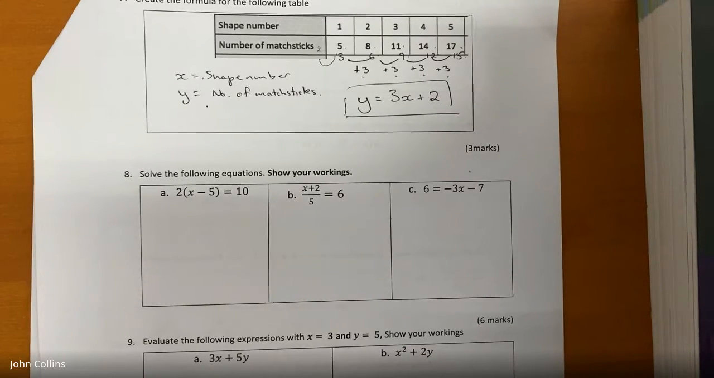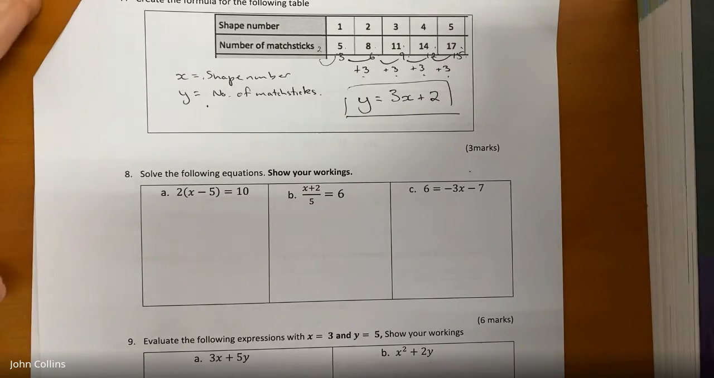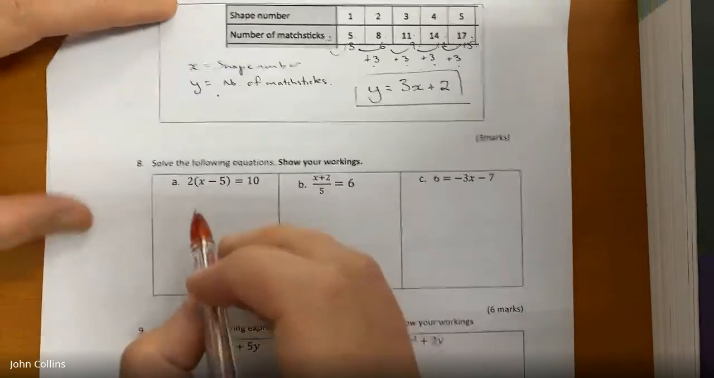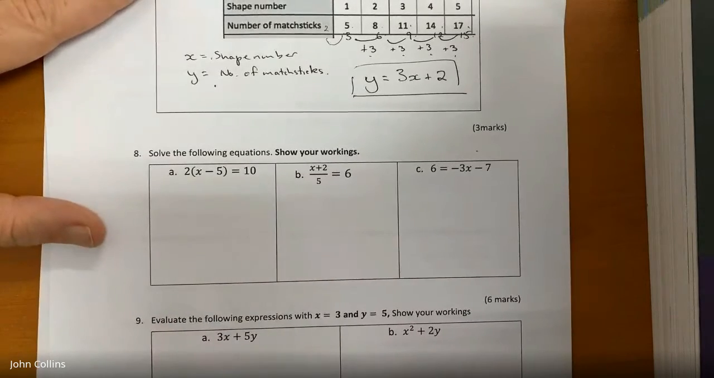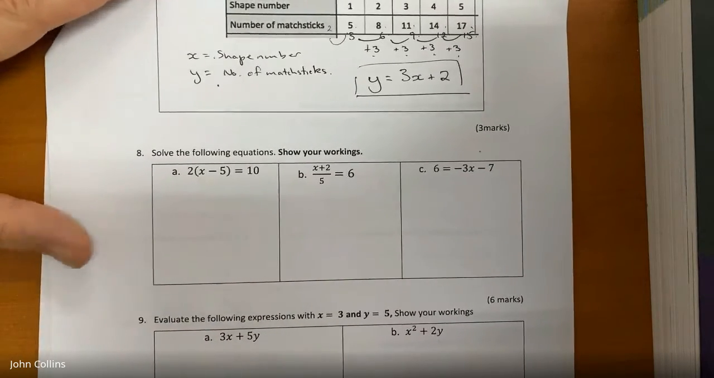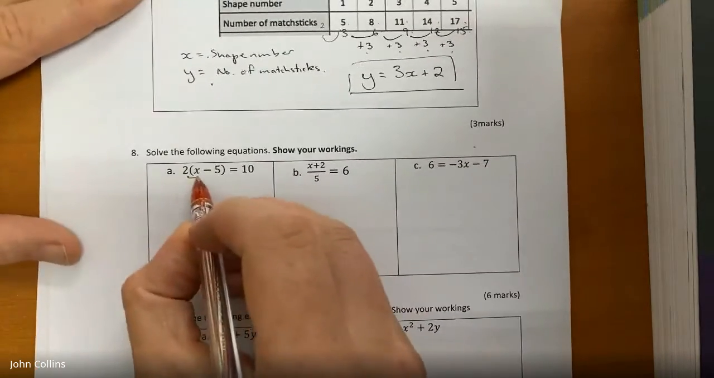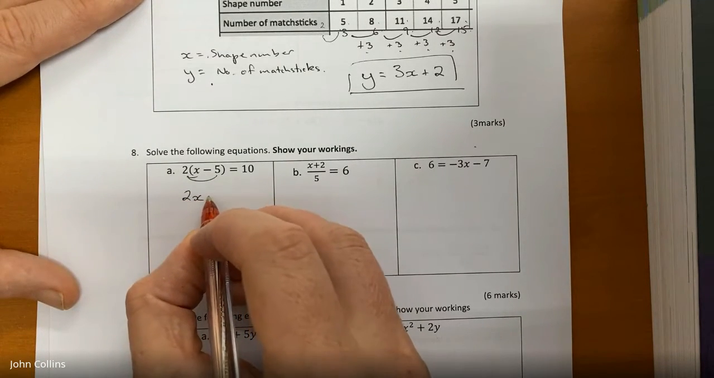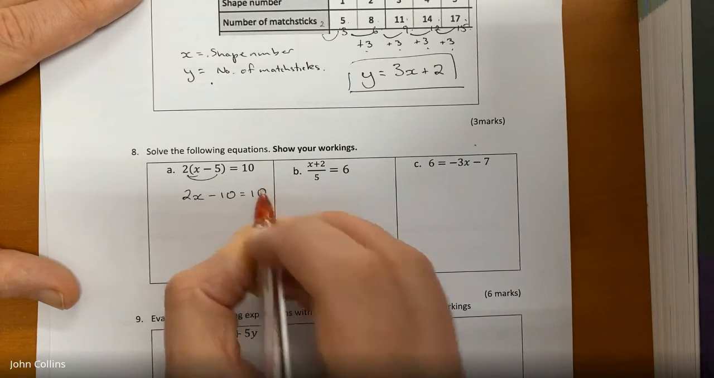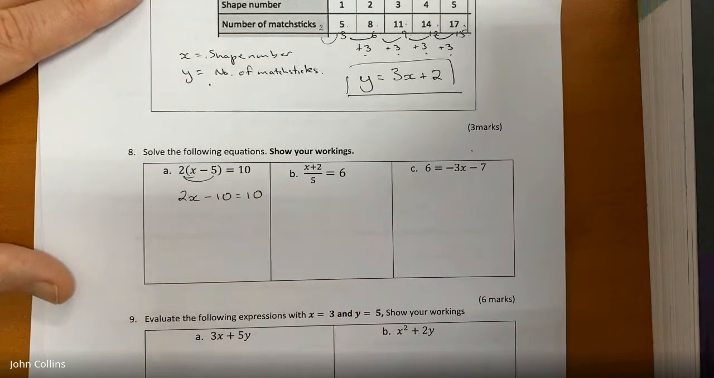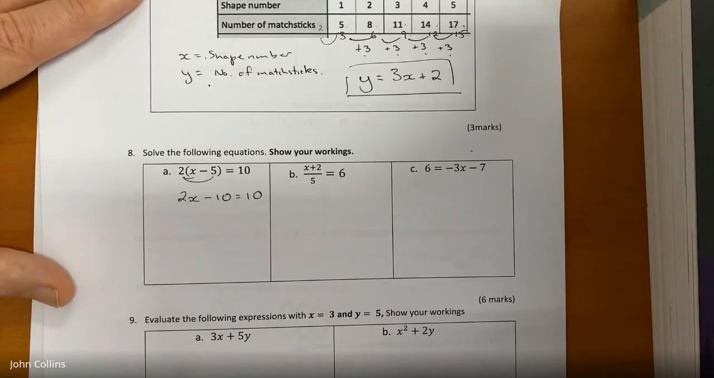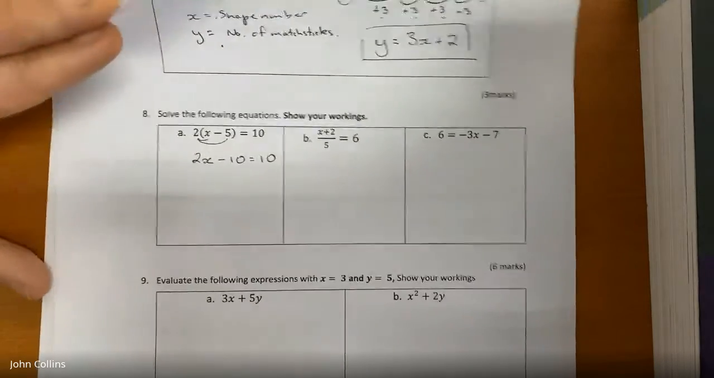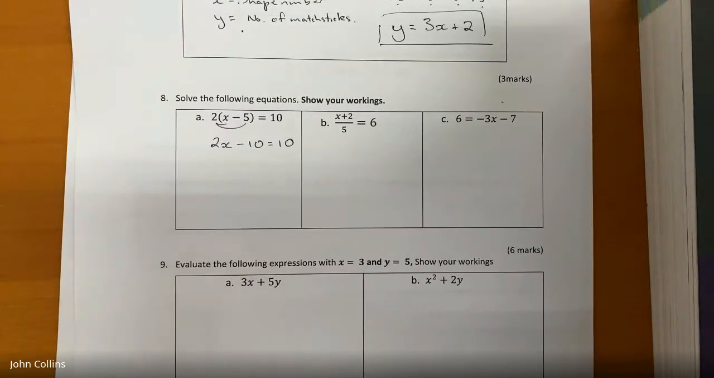All right. So we're on to question 8. So if I see brackets like this, I would multiply out the brackets. 2 times x and 2 times 5. So that's 2x minus 10 is equal to 10. Now I'm thinking I'm ready to solve. So the first bit was just getting ready to solve.